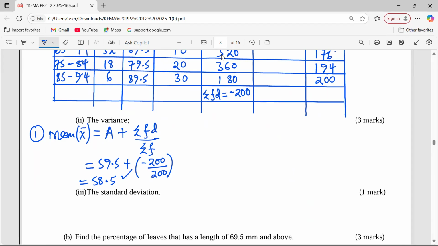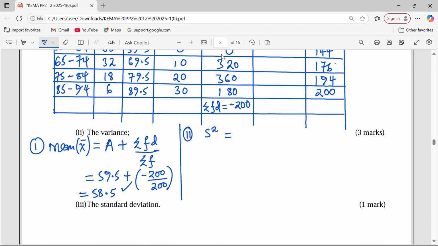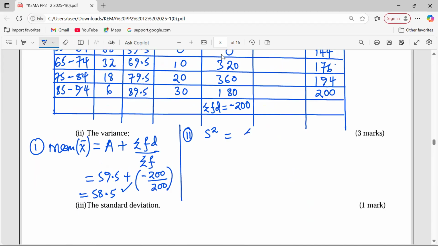58.5. So now we can proceed to Roman 2, whereby we are supposed to get variance, which is abbreviated S squared. Now, variance will be given by the summation of FD squared divided by summation of F. Then this one we subtract summation of F of D out of summation of F. Then this now should be squared that way.